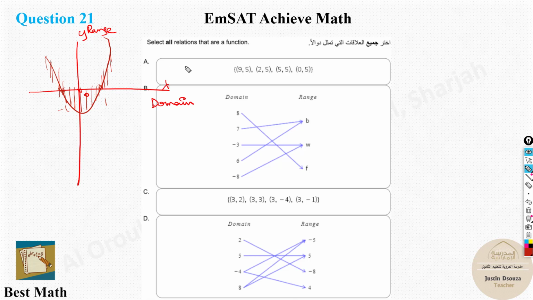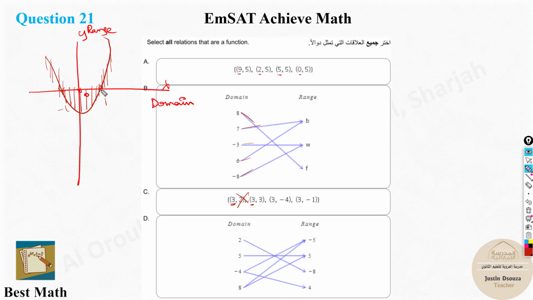So now if it's like this, you should just look at the x values. Let's see all the x values. Are they repeating? No, they're all unique. Over here, the x values, the arrows, are they repeating? No, they're all unique. That's fine. But here you see the x value is repeated. This is not a function.